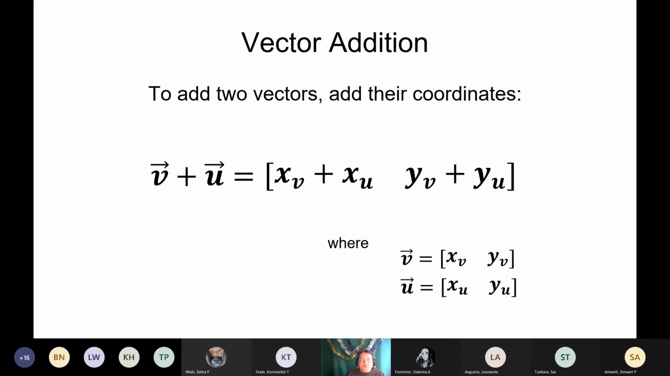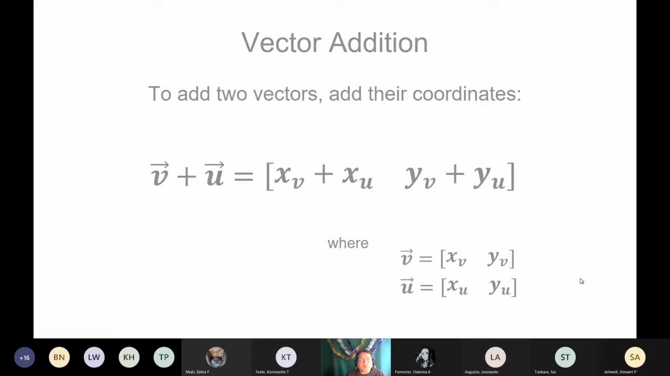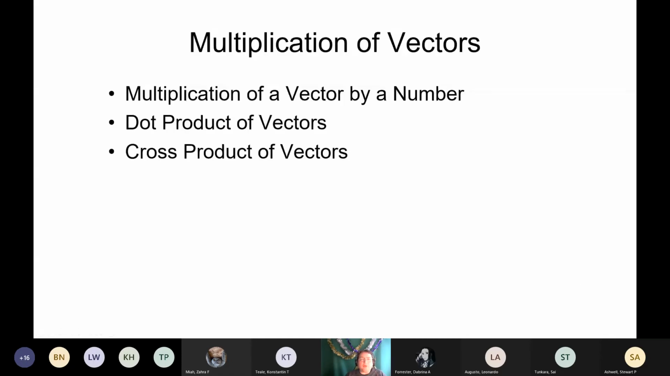Vector addition: to add two vectors, add their coordinates. Here is the formulation as an equation: x of the vector v plus x of the vector u is one coordinate, y of the vector v plus y of the vector u is another coordinate. That's the mathematical interpretation of what we have just done. If we know how to add vectors and how to subtract vectors, then the next topic must be vector multiplication. As you probably realize by now, it's a revision after all, there are three different types of multiplication of vectors.